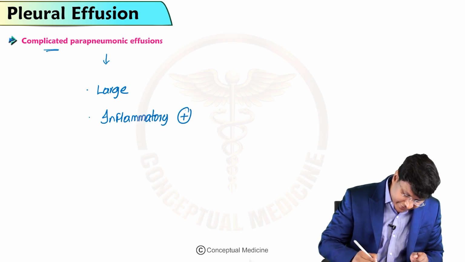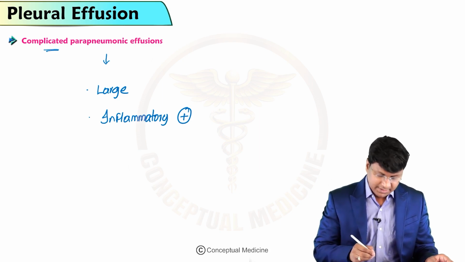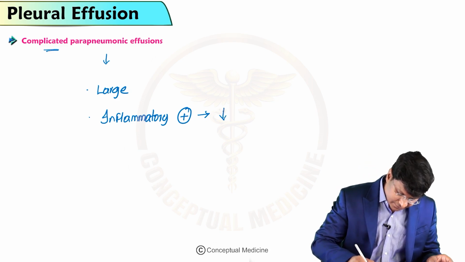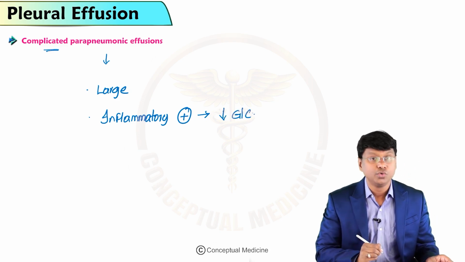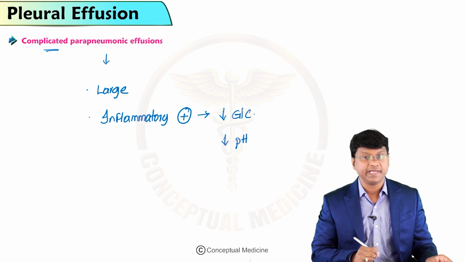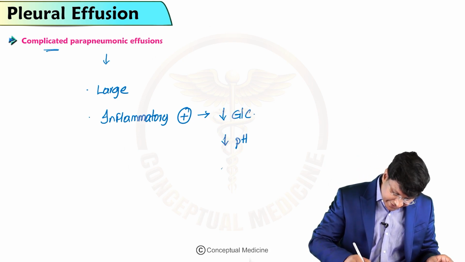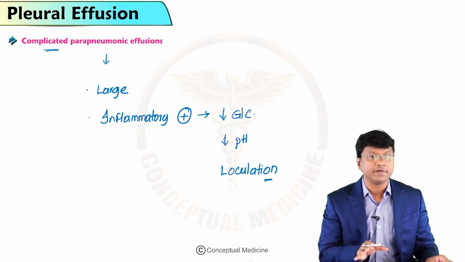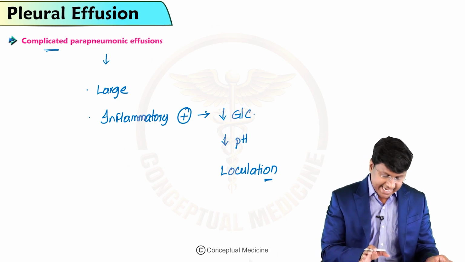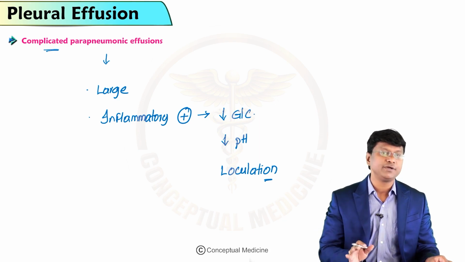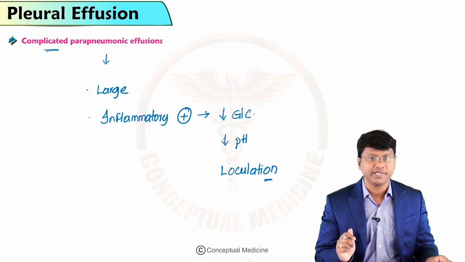Right, they show more evidence of the inflammatory stimuli. And what is that evidence of the inflammatory stimuli? Such as low glucose level, low pH, and evidence of loculation. Right, evidence of loculation. So these are the features of the inflammatory stimuli, and that will be seen in complicated parapneumonic effusion, which is larger compared to that of your simple or uncomplicated parapneumonic effusion.